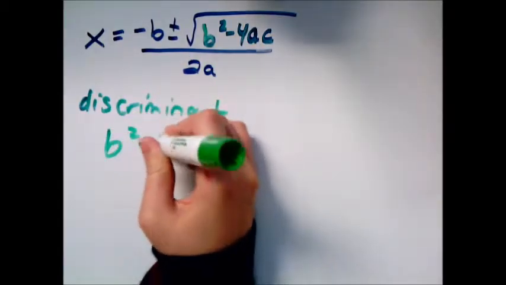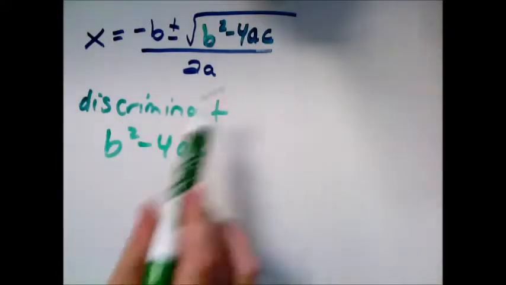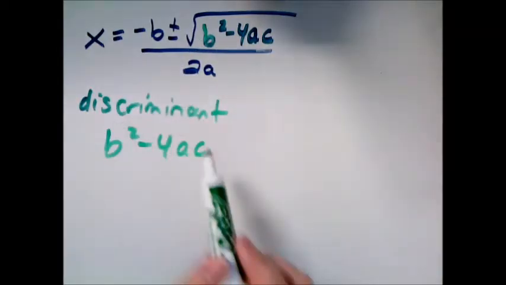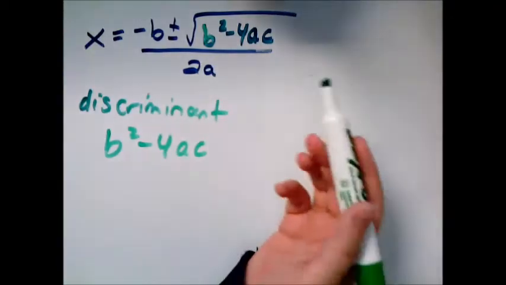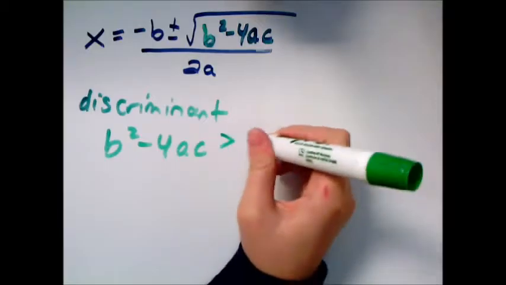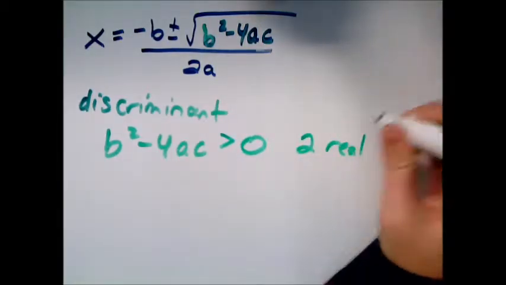So the discriminant is just the b squared minus 4ac part of it. The reason they call this the discriminant is it discriminates. It tells you what type of answer you're going to get. It determines whether you're going to have two solutions, one solution, or maybe no real solutions. How that works is if the discriminant ends up being greater than 0, then you have two real solutions.